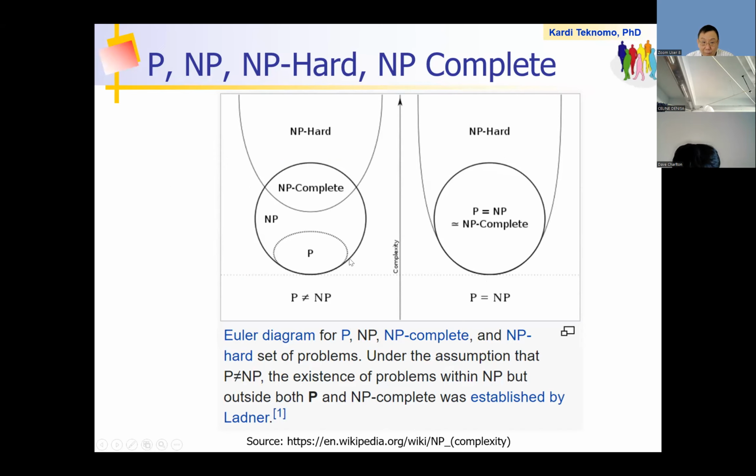Some problems can be solved in polynomial time. P is polynomial time. Some problems cannot be solved in polynomial time, which means you need NP, that is non-polynomial time. So there are some problems that are very hard to solve. We also have what is called NP complete. It is the intersection between NP hard and the non-polynomial NP.